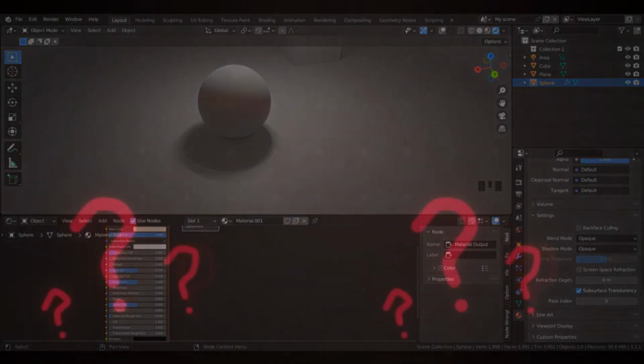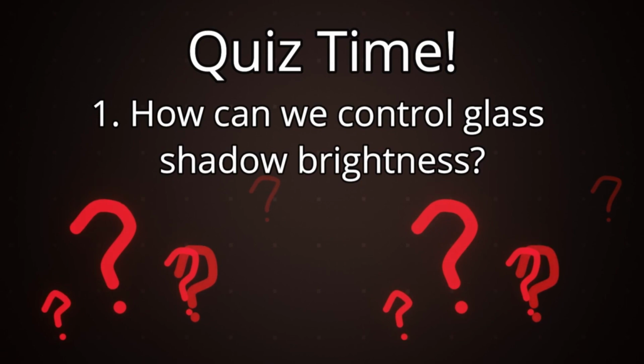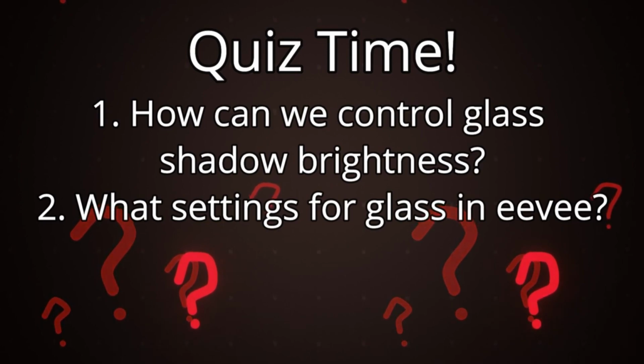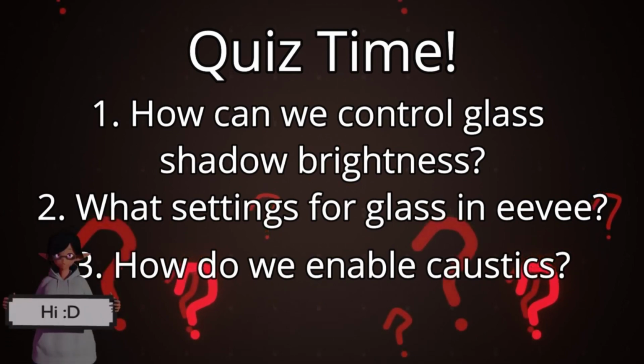Now we're going to have a quick quiz. Number 1. What method can we use to control how bright or dark the glass shadows are? Number 2. What settings do we need to enable for transmission, seeing through glass, to work in Eevee? Number 3. What options do we need to enable to allow caustics to be displayed? I'll be answering the questions in 15 seconds from now.